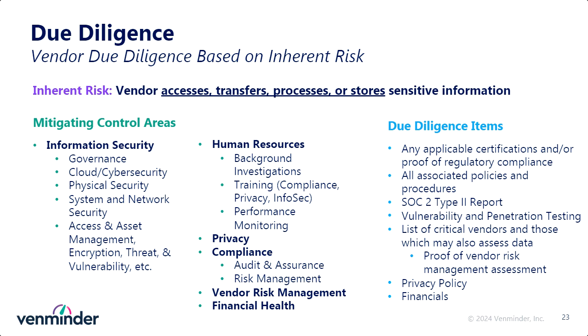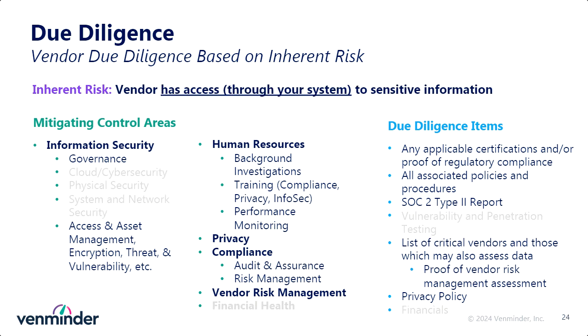In addition to making sure the vendor's systems can protect your information, it's also important to consider whether their employees and staff are also capable. Human error is actually one of the leading causes of data breaches, so things like thorough background investigations and regular security training are the types of controls that can mitigate this risk. And as far as due diligence items, there's a lot of things you can collect from the vendor, like certifications, SOC reports, testing results, and a list of their critical vendors.